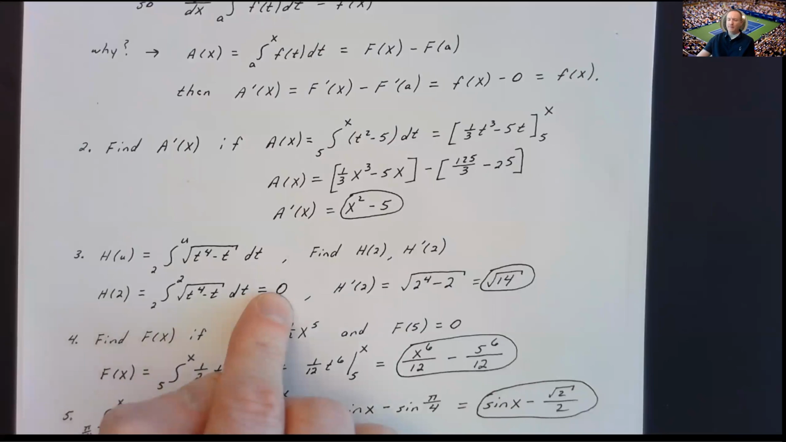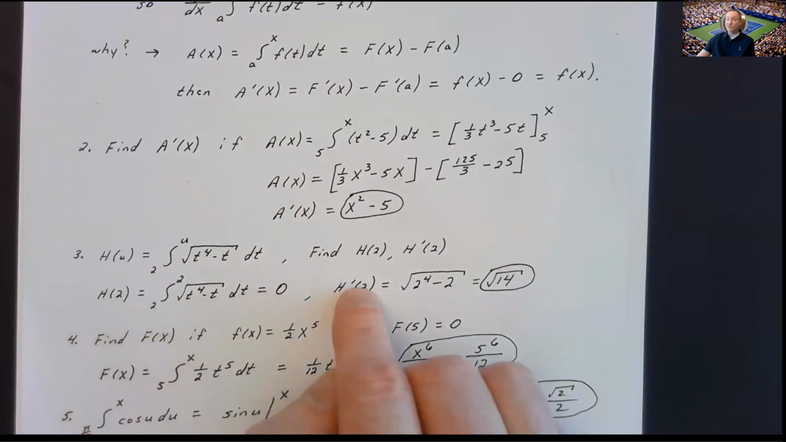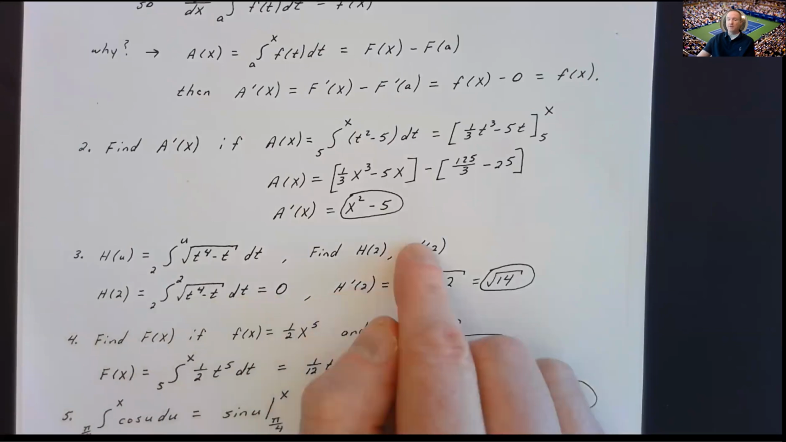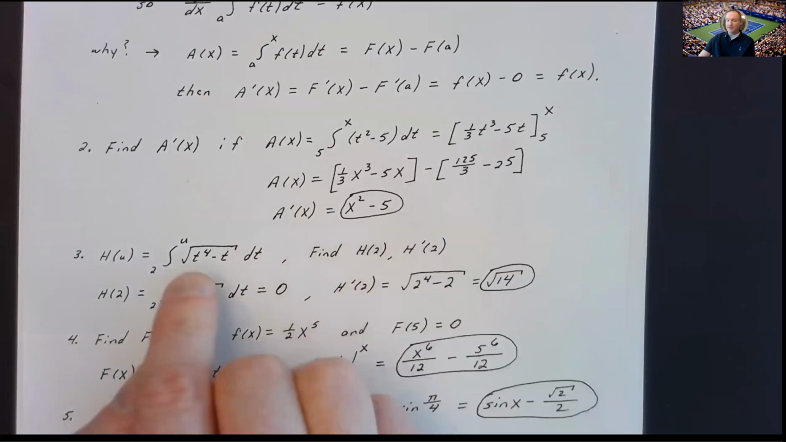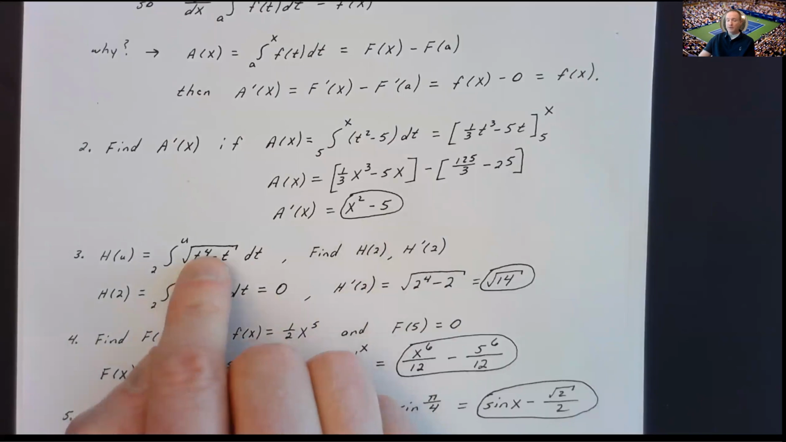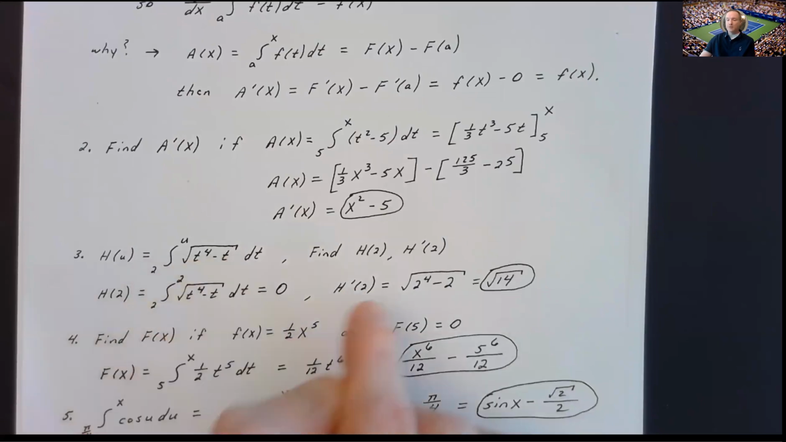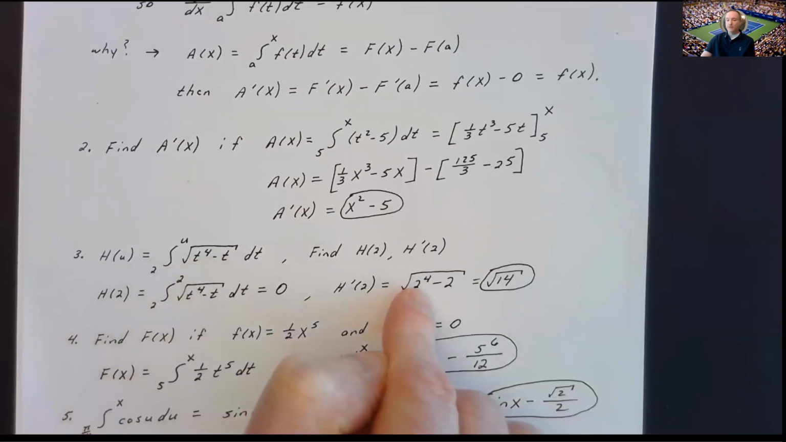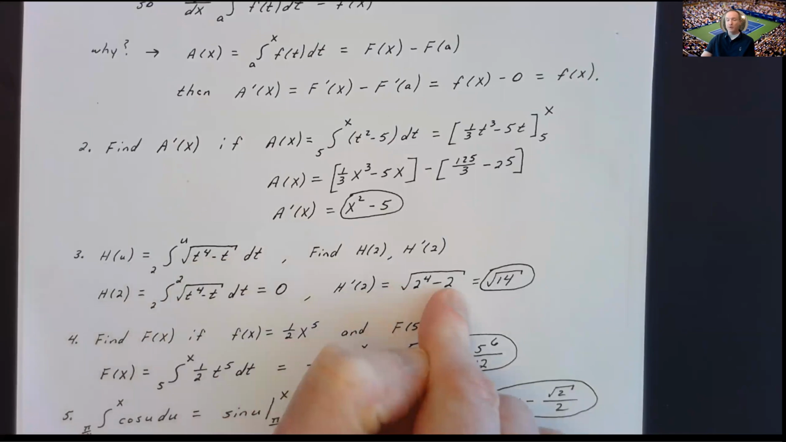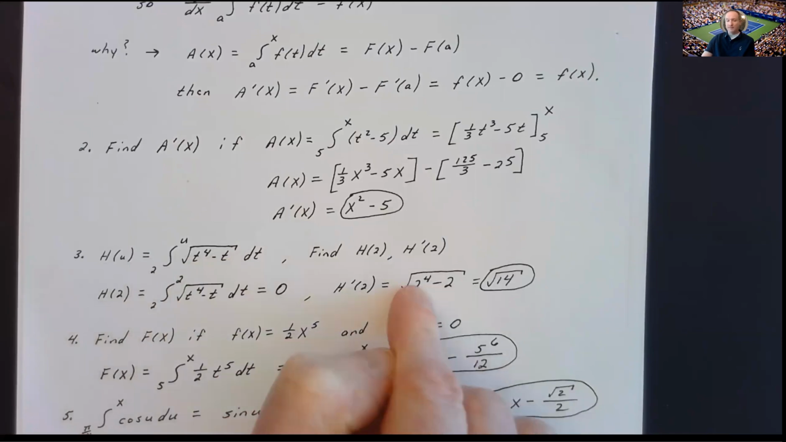Now, h prime of 2, you'd have to know what h prime of u is first. And you say, well, h prime of u is just my function on the inside with a u in the place of t. So h prime of u is going to be the square root of u to the 4th minus u. So h prime of 2 is going to be the square root of 2 to the 4th minus 2, or 16 minus 4. It's going to be the square root of 14.